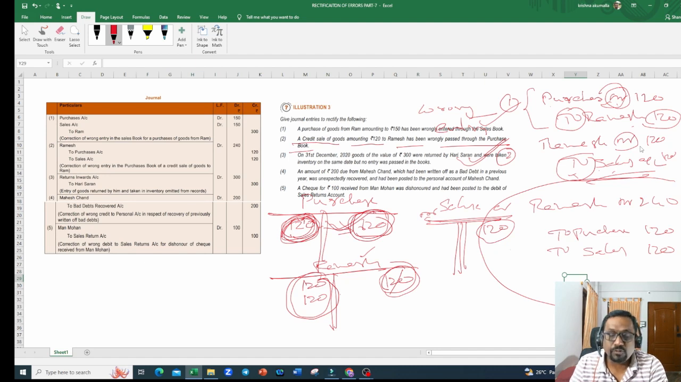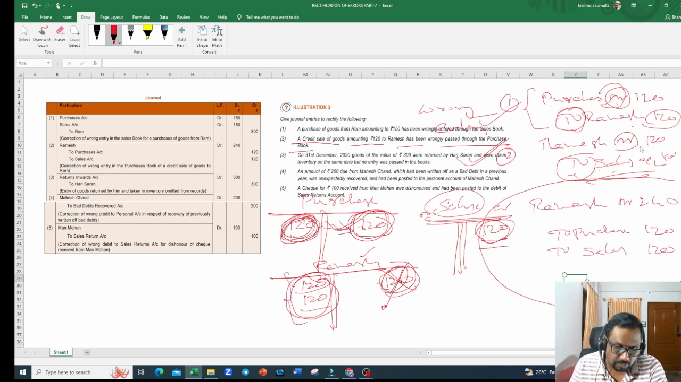So we credited 120. Then Ramesh account is credited. This shouldn't have been credited. This should have been debited. To rectify this, you need to put 120. Just by putting 120, this and this will get knocked off. Where is the debit balance in Ramesh account? Ramesh should have a debit, right? So you need to bring another 120. So that means Ramesh account has to be debited with 240. Then sales account has not been posted at all. So you need to bring 120 in sales account. So I brought in 120 on the credit side.